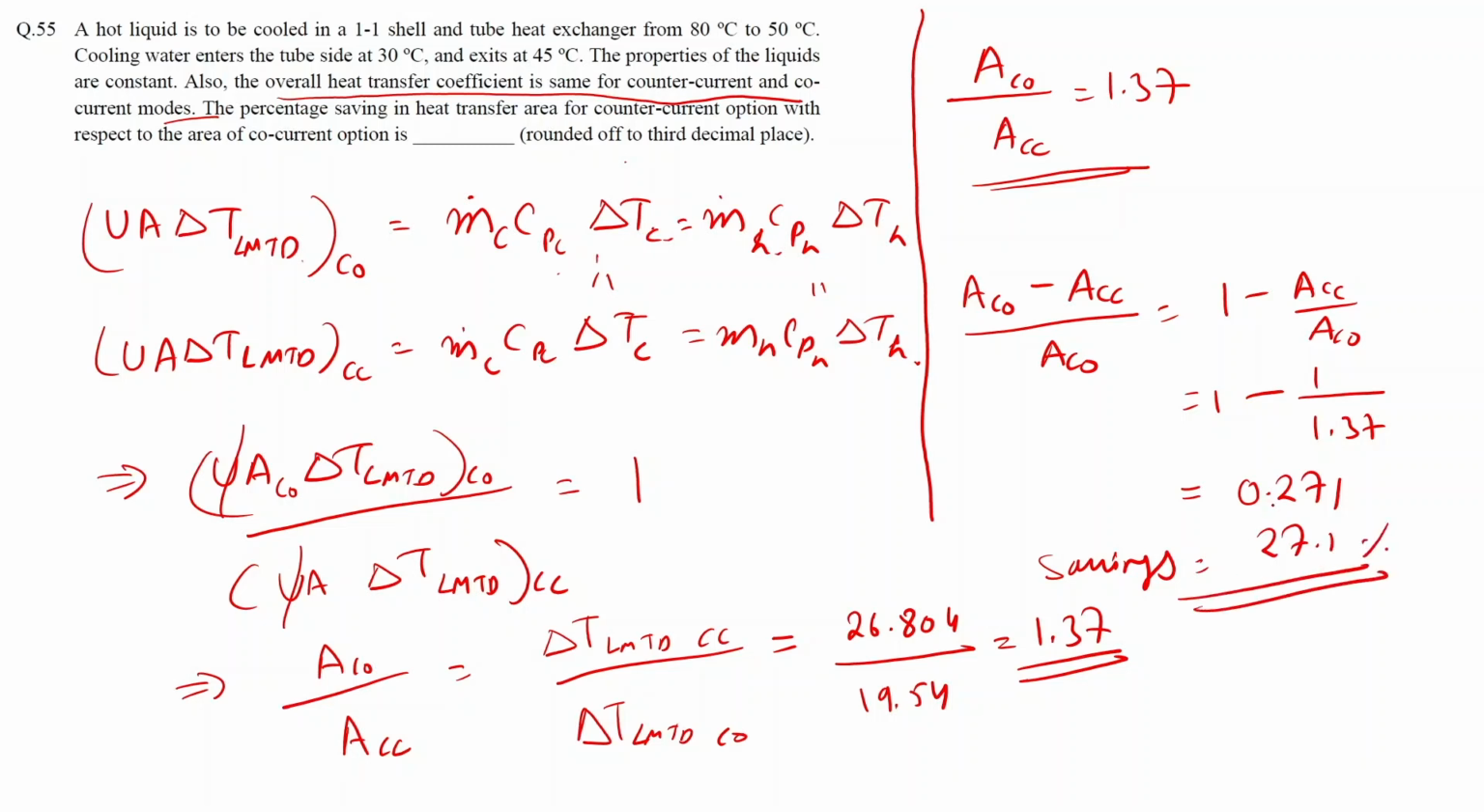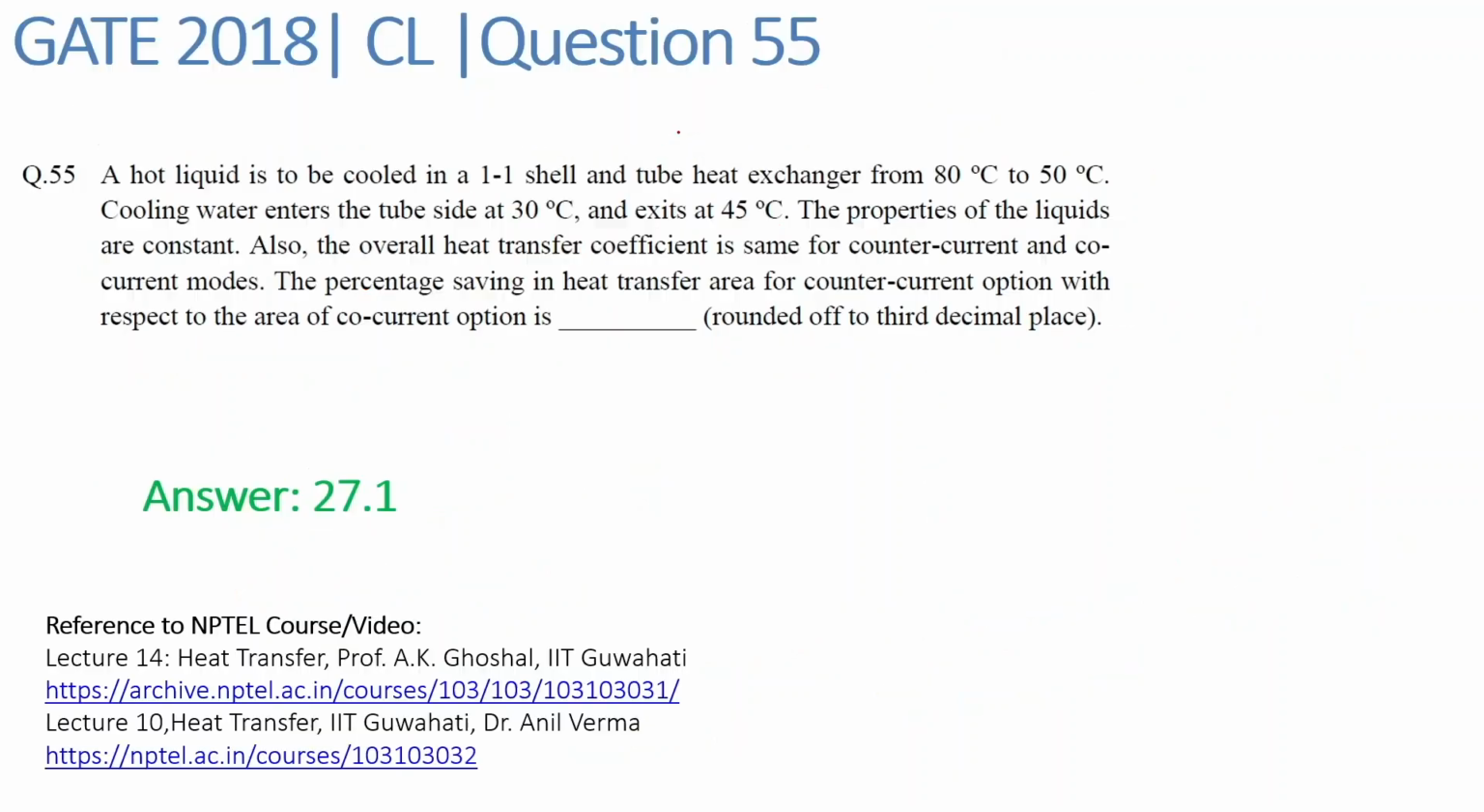So yes, if the mode of the flow is counter current, then we will observe 27.1% saving with respect to that of co-current flow. That is why we can go ahead with the counter current option, as it really is what we will be saving on the heat transfer area. The final answer we will report as 27.1.